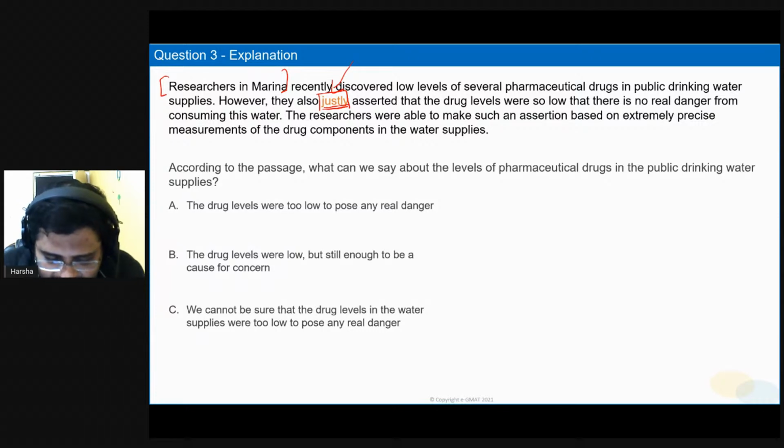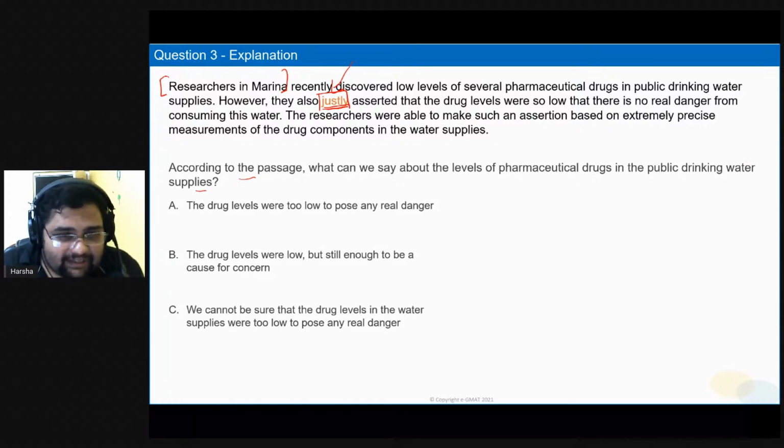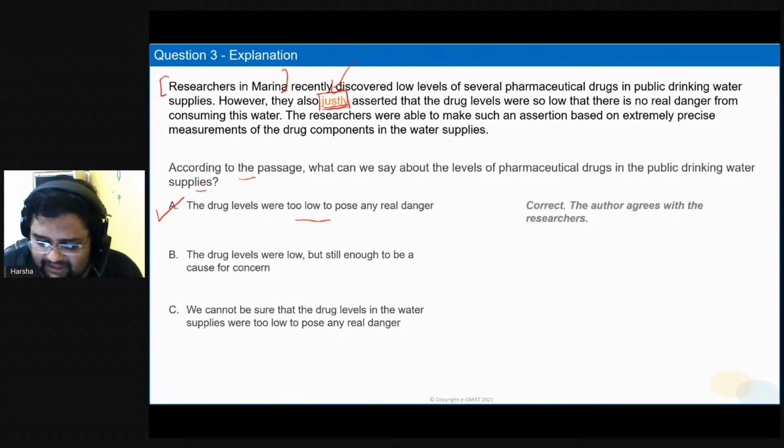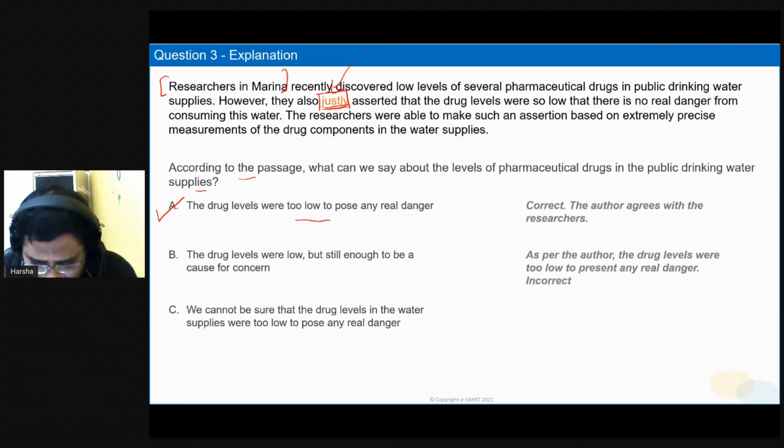Which is why, for this question, according to the passage, what can we say about the levels of pharma drugs in the public drinking water supplies? It's not just the researchers' opinion that the drug levels were too low to pose any real danger, it's also the author's opinion. And I'm very, very happy to see over 90% of the batch got this right this time. Do you guys see this? If you talk about option B, why is this not correct? Because as the author has told you, it is too low to pose any real danger, which means it's not really a cause of concern.